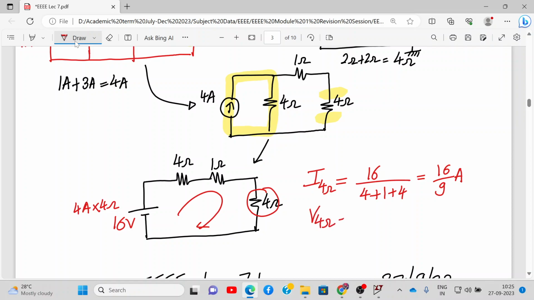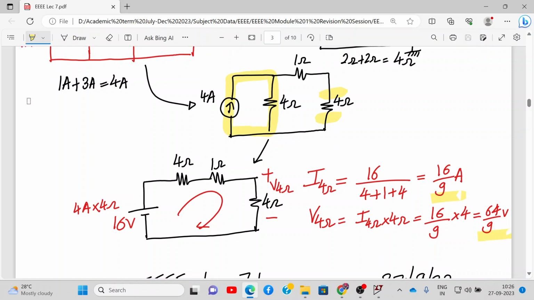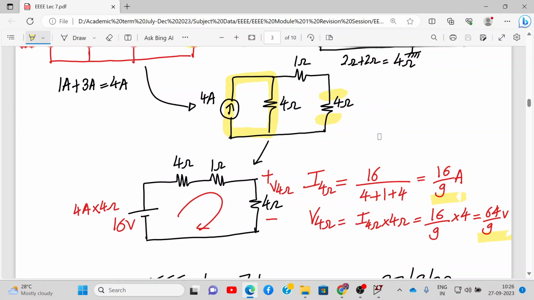Now we need to calculate the voltage across the 4 ohm resistance. So how will you find the voltage? The voltage across this 4 ohm resistance will be this current into the resistance of 4 ohm. So that will be 16 by 9 into 4 ohm. That will be 64 by 9 volts. Alright. So this is the value of the current and the voltage. Alright. So this is how we can solve by using simple source transformation.